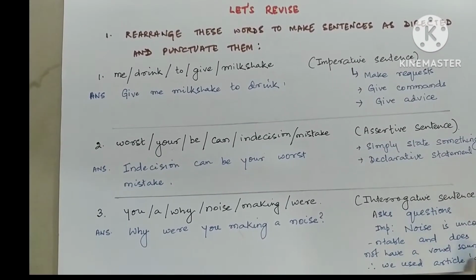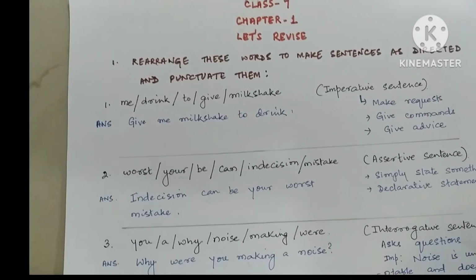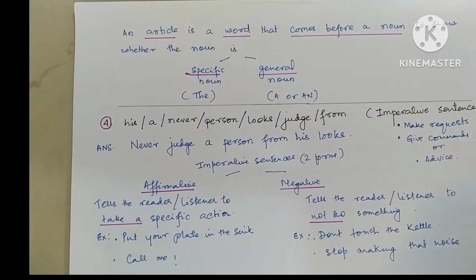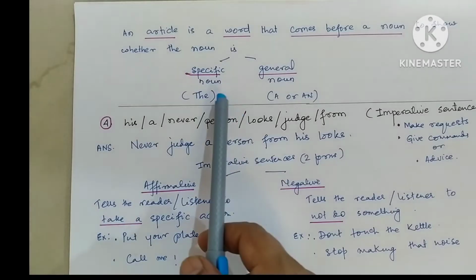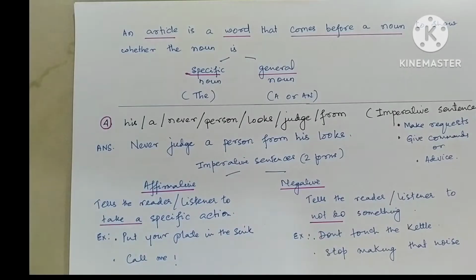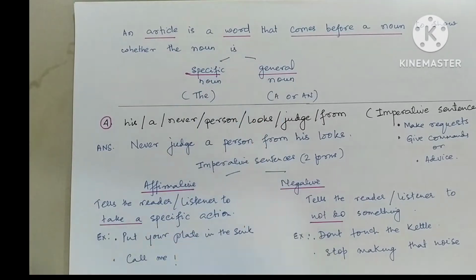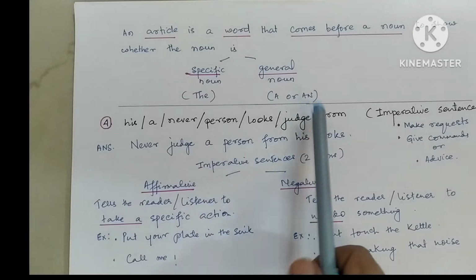Now, noise is an uncountable noun and does not have a vowel sound. Therefore, we use the article a. Why were you making a noise? Now, what is an article? An article is a word that comes before a noun to show whether the noun is a specific noun or a general noun. If the noun is a specific noun, then we use the article the. If the noun is a general noun, we use the article a or an.